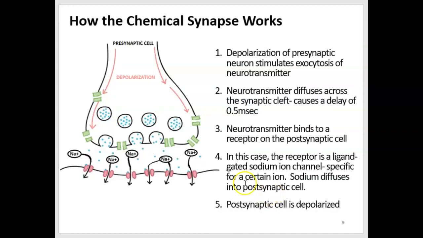Okay, so this delay in the chemical synapse is referred to as a synaptic delay. So you get depolarization coming down, and then it takes some time for diffusion across the synaptic cleft. We say the synaptic delay is usually about 0.5 milliseconds.